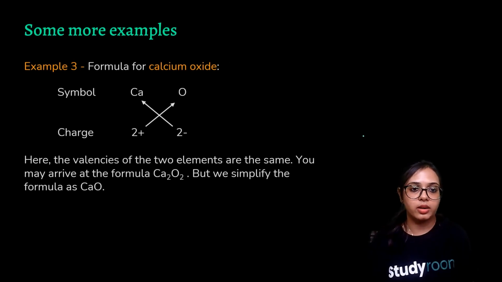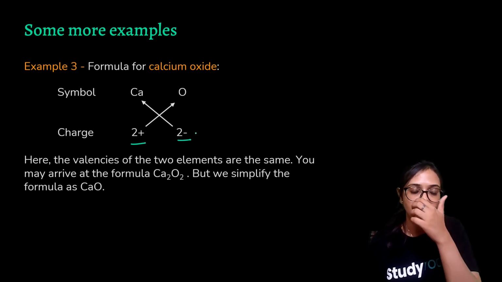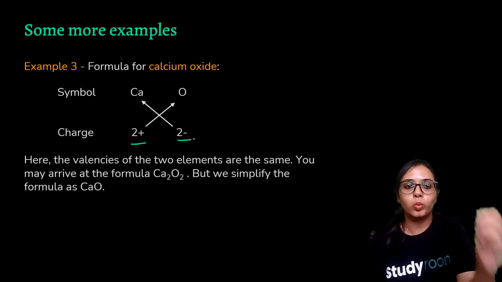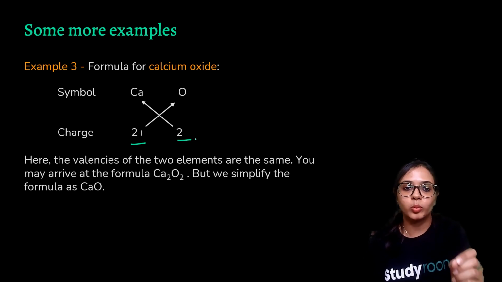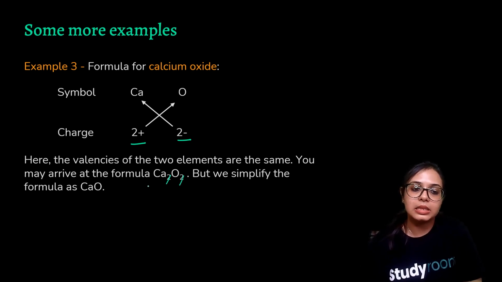Let's have a look at another example. For calcium oxide, we know the charge on calcium is 2 plus, and the charge on oxygen is 2 minus. So only one atom of calcium will come together with one atom of oxygen. We may write it here as Ca2O2, but that is self-explanatory, because this 2 and 2 will ultimately cancel, right? We can simply write this as CaO.